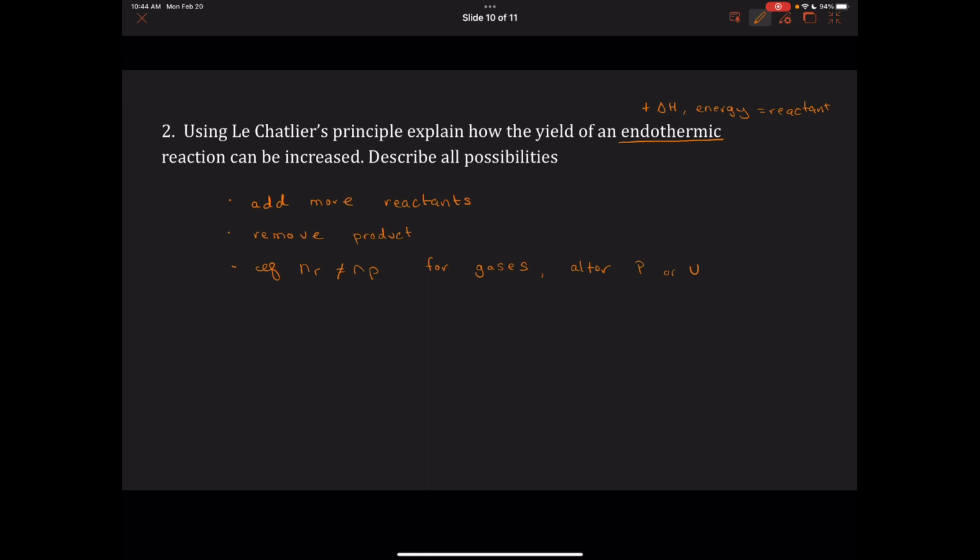So in an endothermic reaction, if we were to increase the temperature, that's adding more energy. That's the same impact as adding more reactant. It's going to shift our reaction forward. So for an endothermic reaction, a way to get our maximum yields, we would increase temperature slowly over time. We could add more reactant. We could siphon our product off.